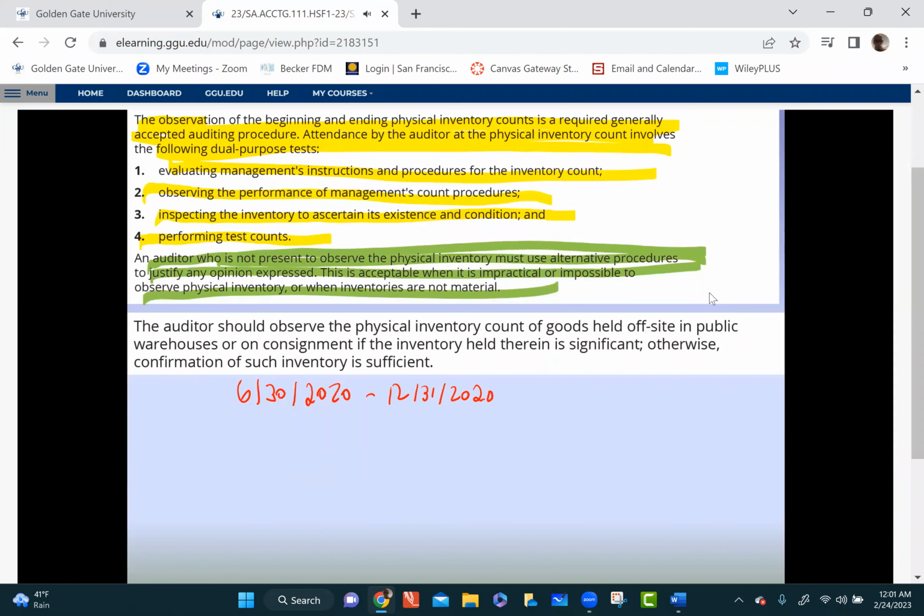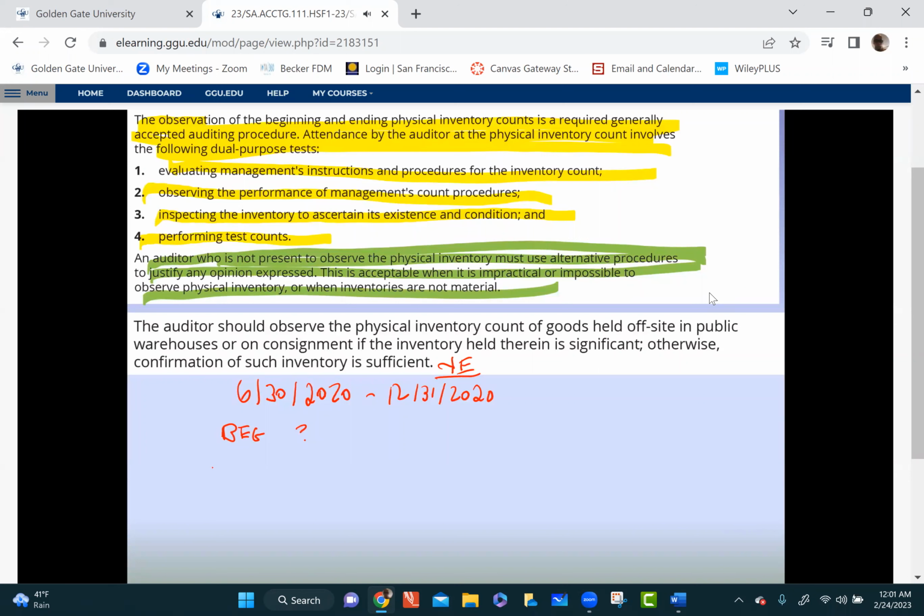What should be the beginning inventory for a year end of 12/31/2020? January 1, 2020. Right, January 1, 2020 was when you should have observed the taking of the beginning inventory. Were you there to do that? No, you were not there to do that, so you have a problem, don't you? Because beginning inventory, you don't know for sure what that was.